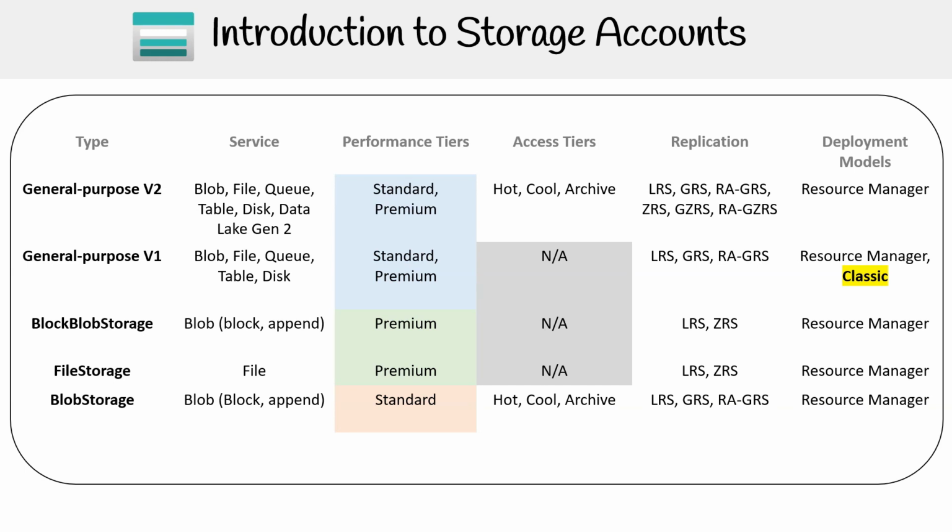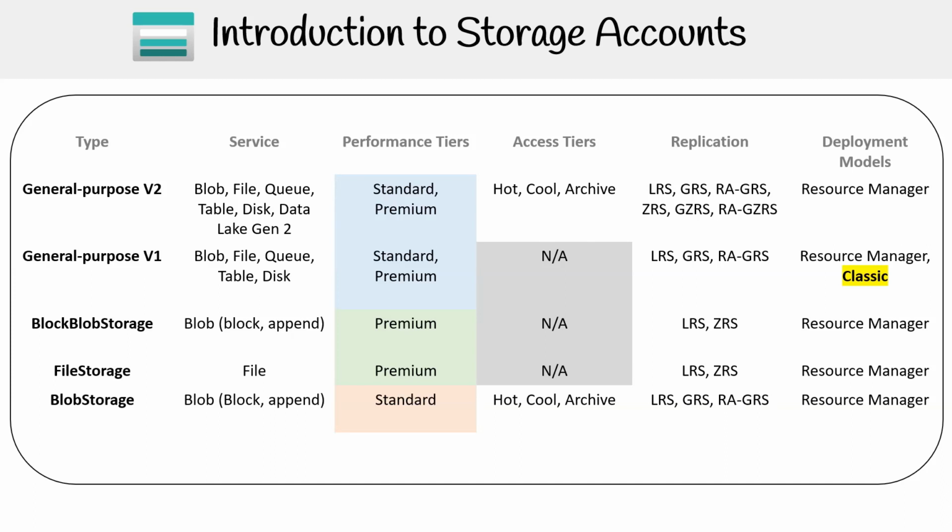Replication. Azure provides multiple replication options for ensuring data durability and availability. LRS, locally redundant storage, stores multiple copies of your data in a single data center. GRS, geo-redundant storage, replicates your data to a secondary region. RA-GRS, read-access geo-redundant storage, offers read-only access to the data in the secondary location, in addition to geo-replication.